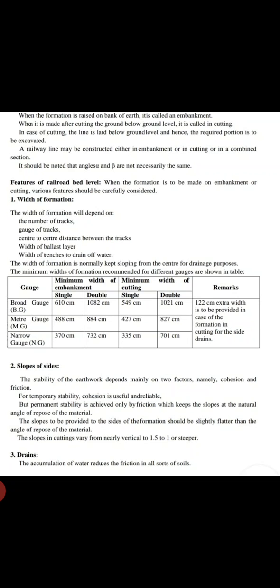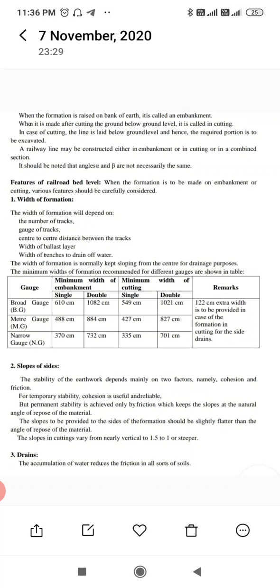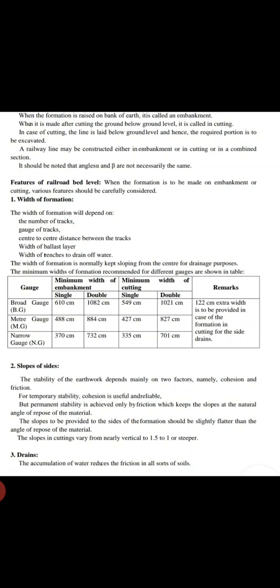The stability of earthwork depends mainly on two factors, namely cohesion and friction. For temporary stability, cohesion is useful and reliable, but permanent stability is assured only by friction, which keeps the slopes at the natural angle of repose of the material. The sides of the formation should be slightly flatter than the angle of repose of the material.